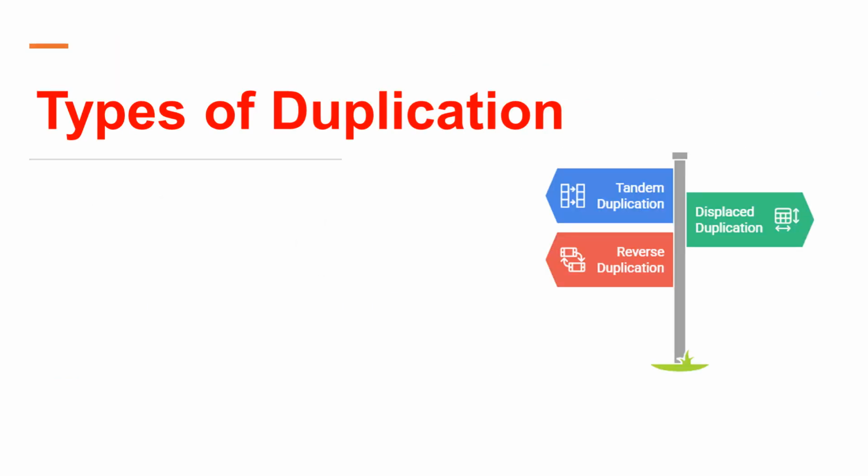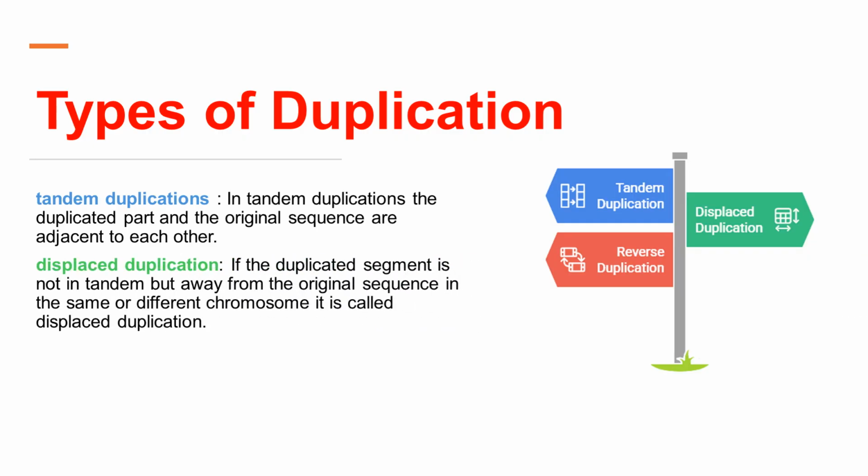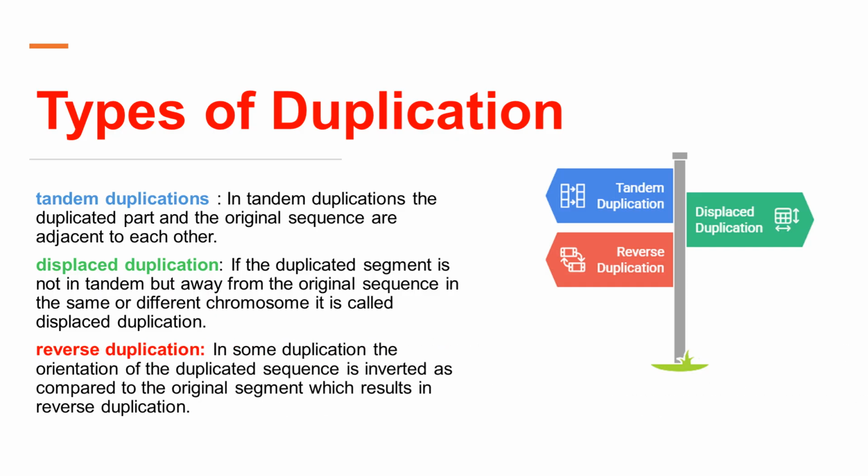Types of duplication. Tandem duplications. In tandem duplications, the duplicated part and the original sequence are adjacent to each other. Displaced duplication. If the duplicated segment is not in tandem, but away from the original sequence in the same or a different chromosome, it is called displaced duplication. Reverse duplication. In some duplications, the orientation of the duplicated sequence is inverted as compared to the original segment, which results in reverse duplication.